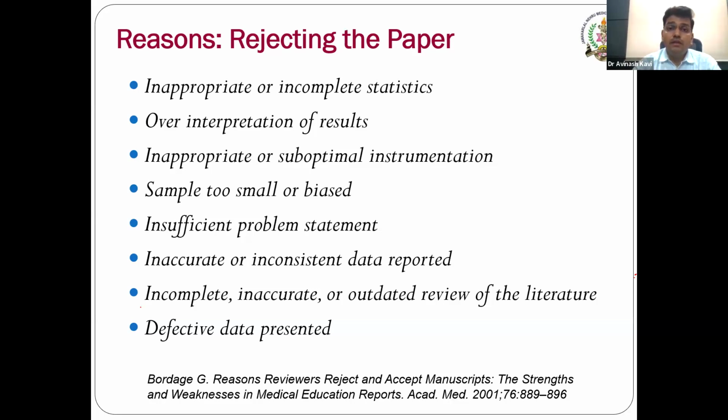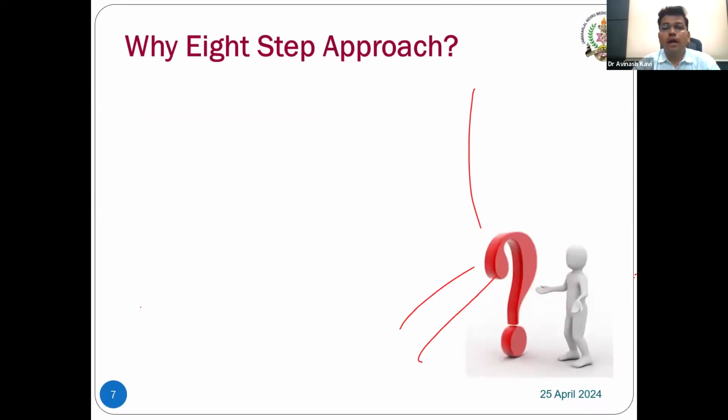But in this journey from rejecting the paper till the paper getting accepted, everything revolves around how well our research proposal has been designed. So if we follow this 8 steps approach, probably we are going in the right path in designing a better research proposal. Why do we need these 8 steps? That is the first question that we can put.